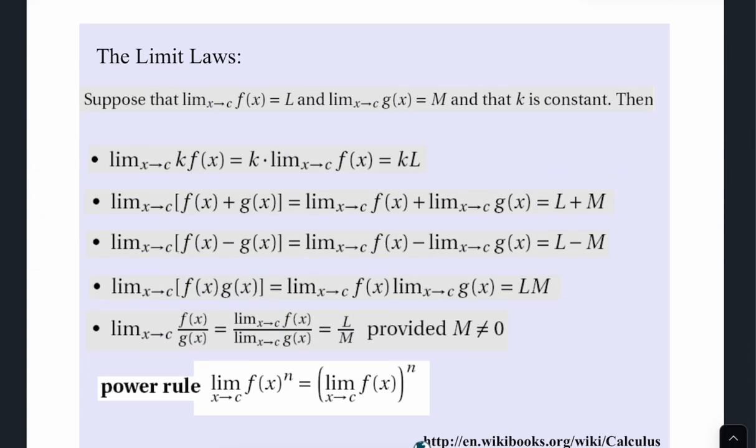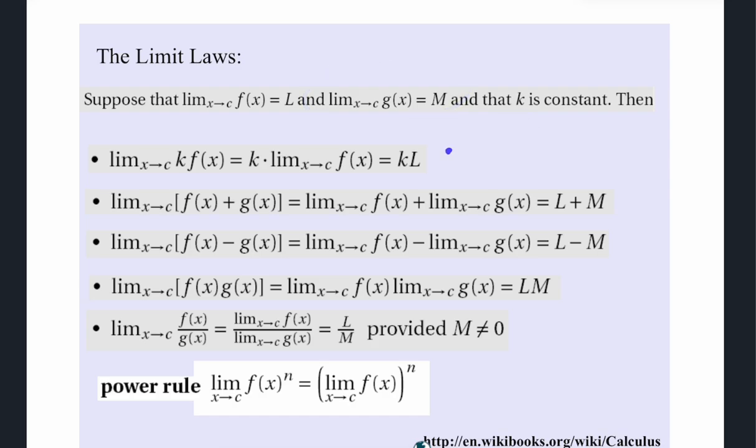So the limit laws that we want to know are going to feel very instinctual here, but let me highlight what you need to write down. What the first limit law says, well, first let's look at what they've given us. As we approach c for the f function, we're going to a height of L. As we approach c on the g function, we're going to a height of M. And then this is just a constant.